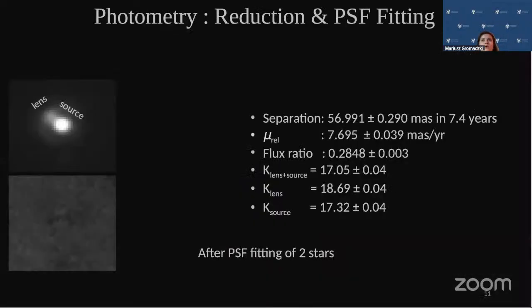And why do you want this? Because having a very precise separation between source and lens gives you the very precise relative proper motion, which, if you know the timescale of the event, will give you a really, really precise measurement of the angular Einstein radius. So there you have one constraint for your mass and distance.